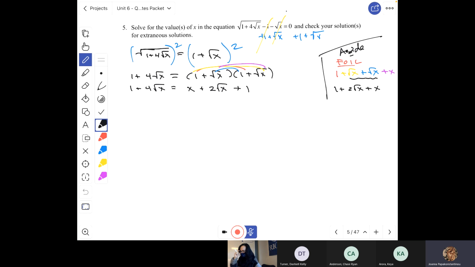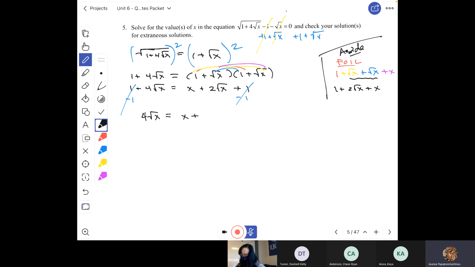So are we okay with that? Yeah? Okay. Now, what would you like to do next? I'll stop you if you suggest something that would make it worse. Subtract the 1. Okay, subtract the 1 from each side. It is gone. I like it.